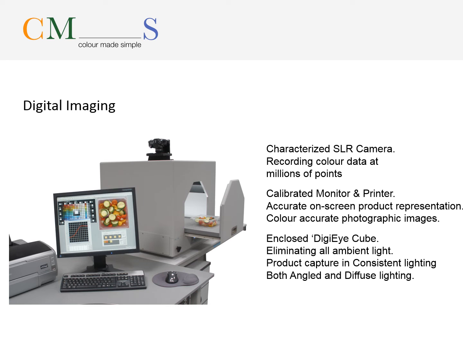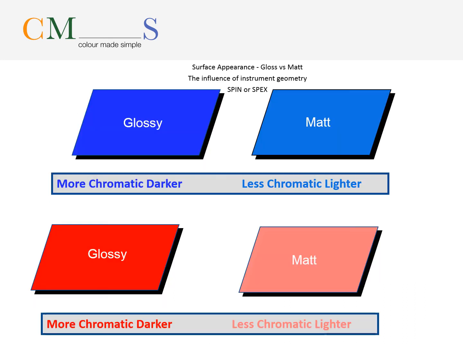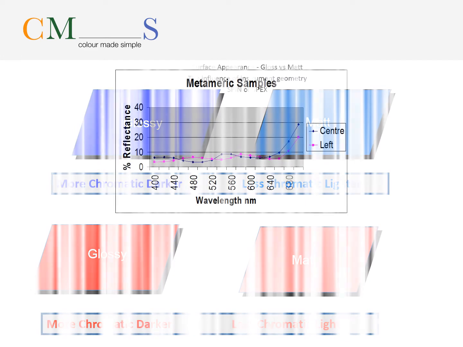For measuring the colour of samples which are immeasurable using conventional spectrophotometers due to size or shape, digital imaging is an option, such as the Digi-Eye from Verivide. A glossy sample which has the same inherent colour as a matte sample will appear to be more chromatic and darker than the matte sample. The selection of instrument geometry has an impact on the results that are obtained, be it specular component included or specular component excluded.